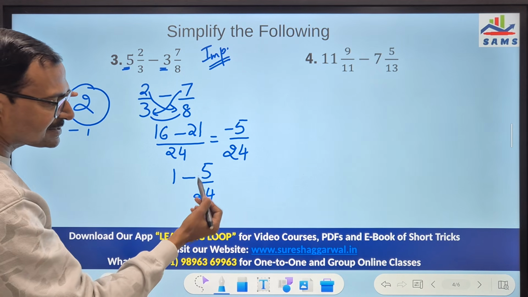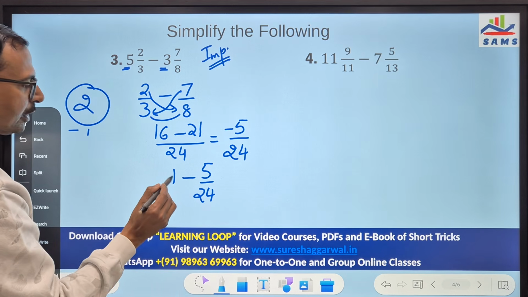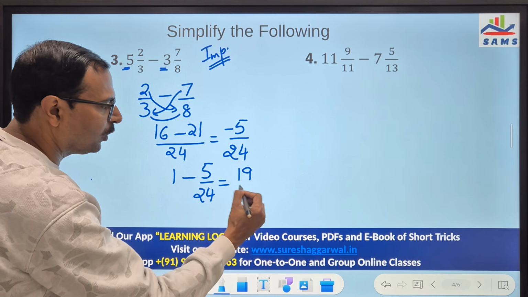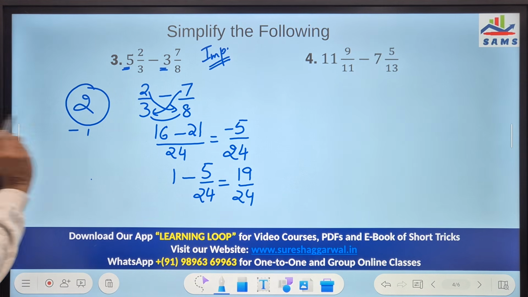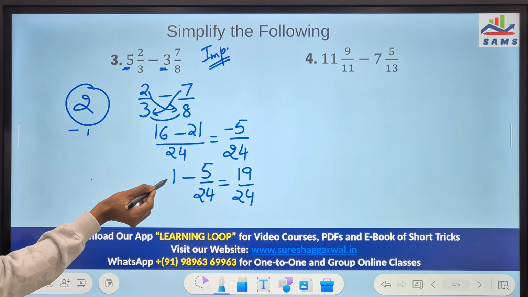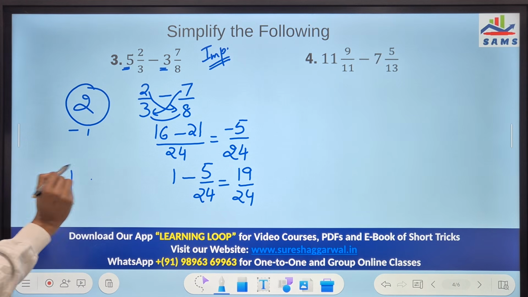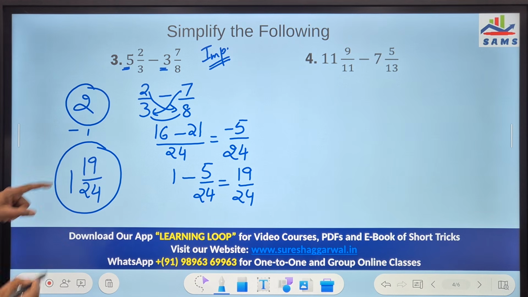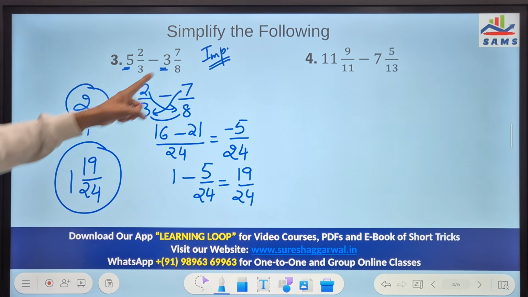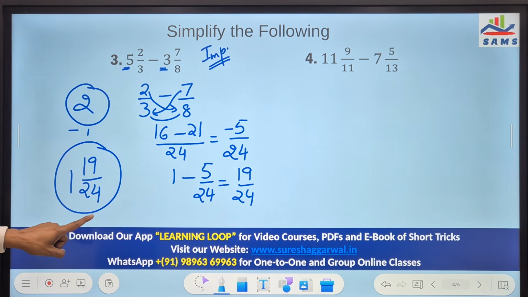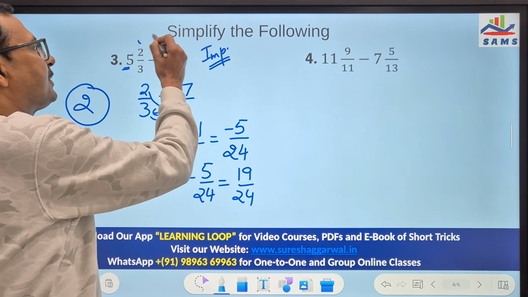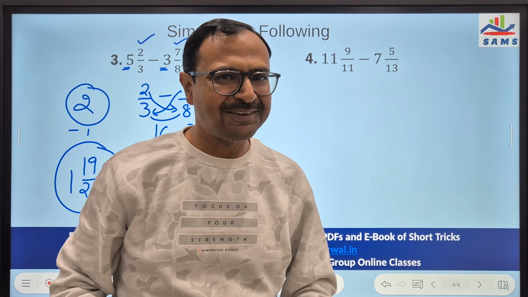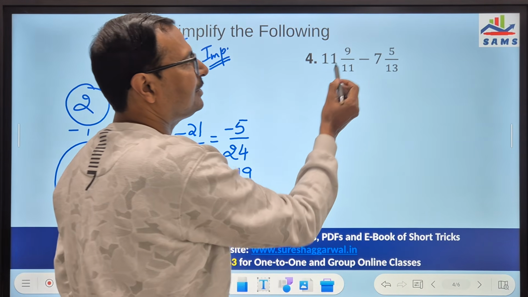So 1 minus this will give you 24. This is 24 minus 5. 24 minus 5 is 19 over 24. And so your answer will become, this gave away 1, so this becomes 1. 2 becomes 1, and the 19 over 24 is the remaining part, which is a proper fraction. So the answer for this question is 1 19 over 24. So when you subtract these two, you get a negative fraction, borrow 1 from the whole number part. Okay, that is important.